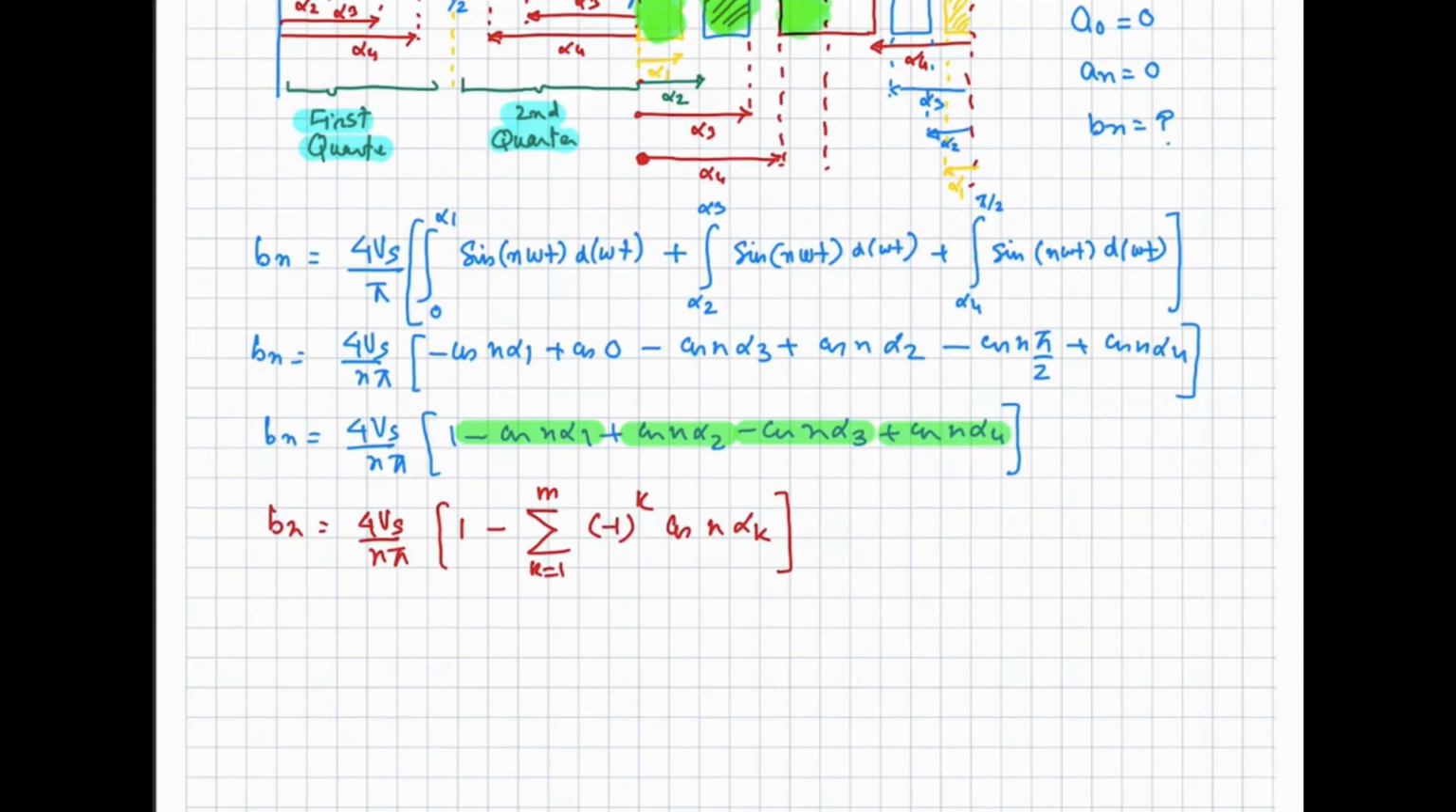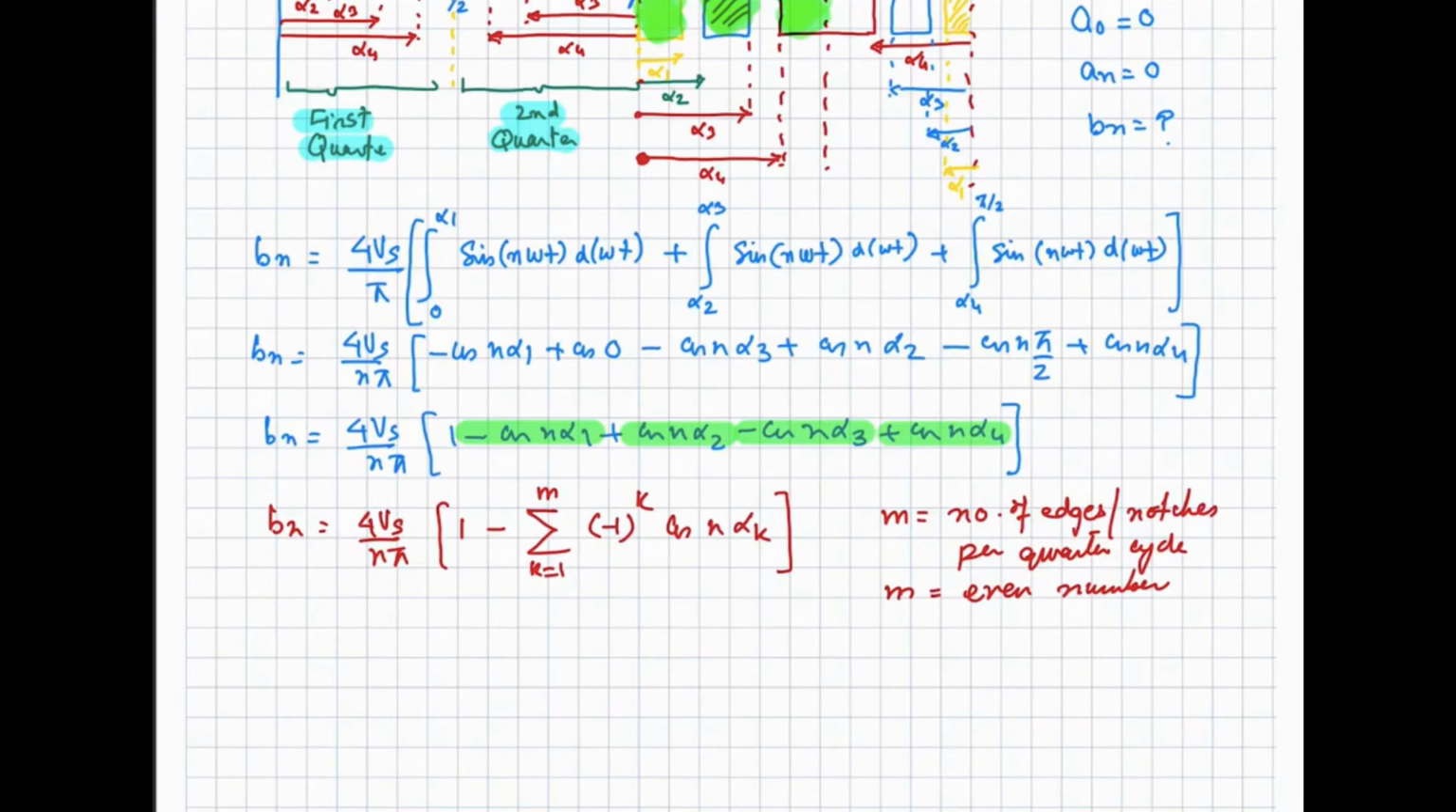This equation will be valid where m is the number of edges or notches per quarter cycle, and in this particular example m is an even number, right, if you extend it for a large number of pulses or edges.